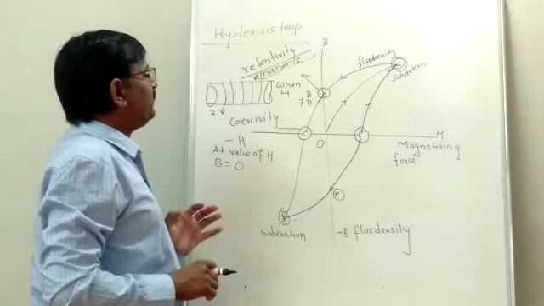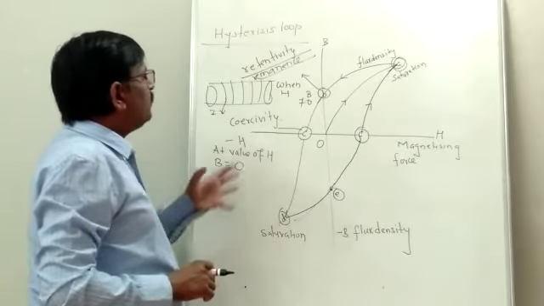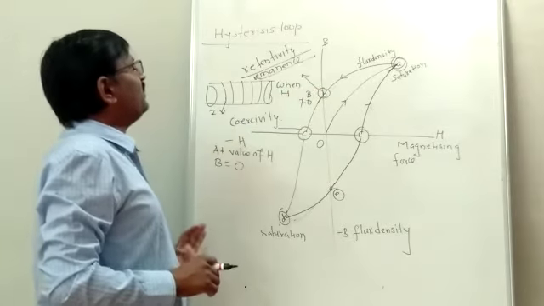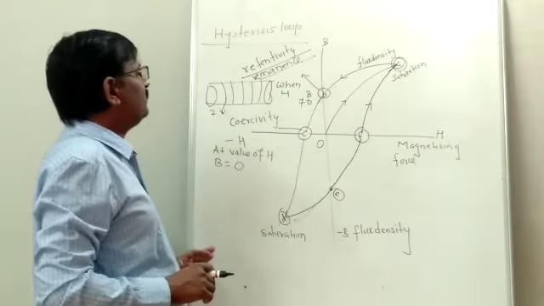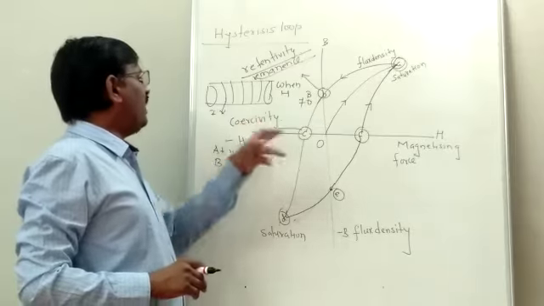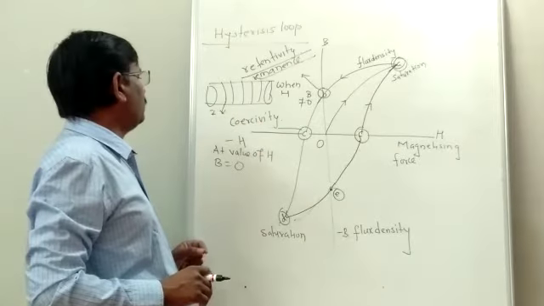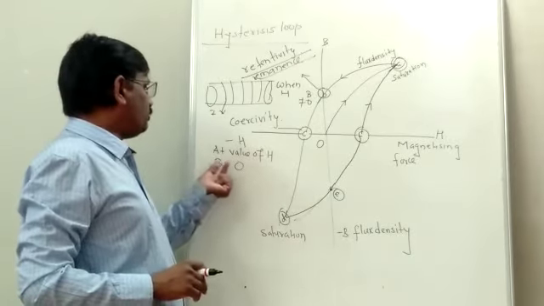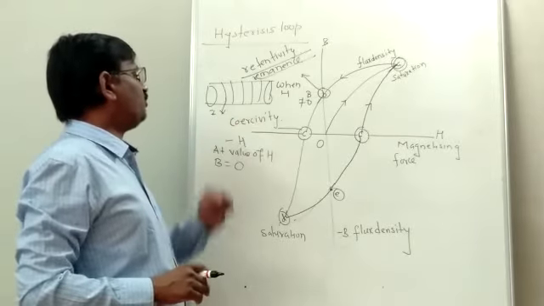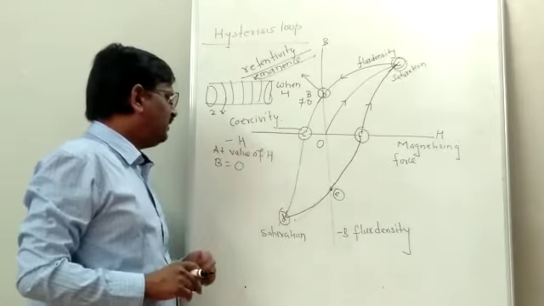When the reverse current is increased, then at a certain value of H, the value of B becomes 0. This is called coercivity, and it is represented by the letter C.